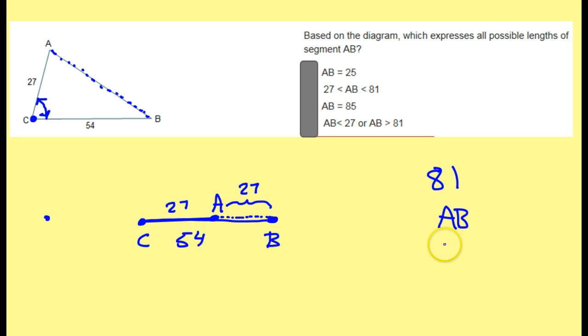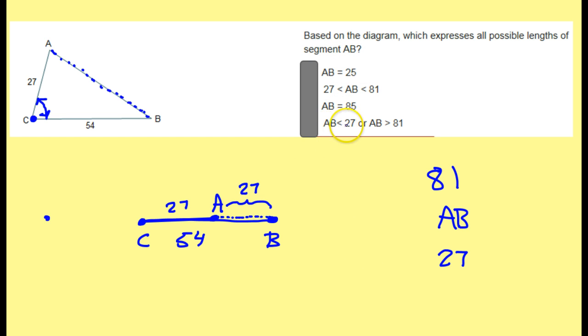So AB can never equal 27 because to get a length that short, you have to shut it all the way down to a flat line. So what we know is that AB must be somewhere between 27 and 81. It can't be as small as 27, and it can't be as big as 81. So in other words, let's look for that statement basically up here.